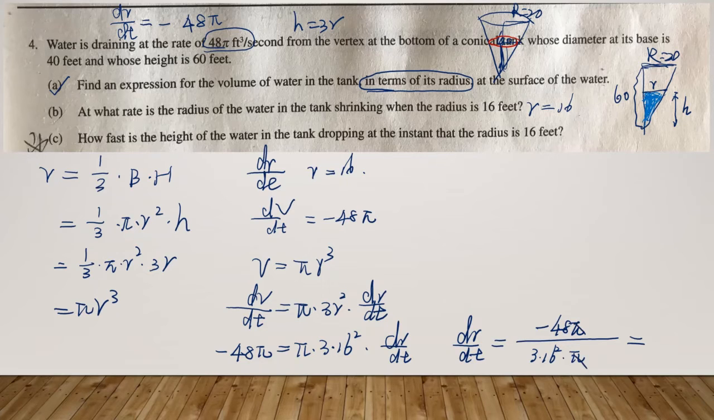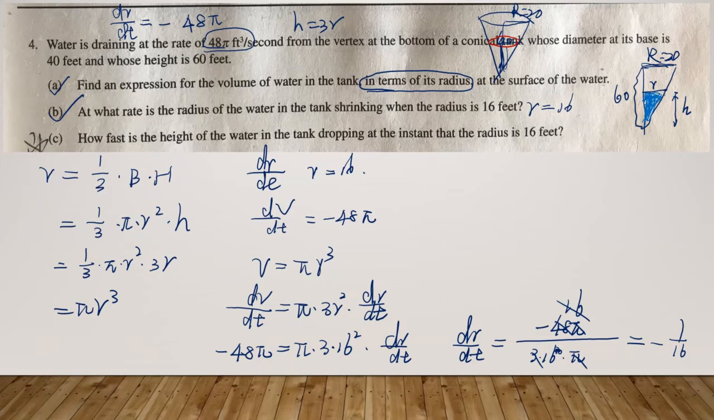So pi cancels out. 3 and 48 cancel out. We get 16. We factor a 3 out of the denominator. Now we factor a 16 again from the denominator and numerator. So now we get 16. So it's negative 1 over 16. So this is the answer to question B.